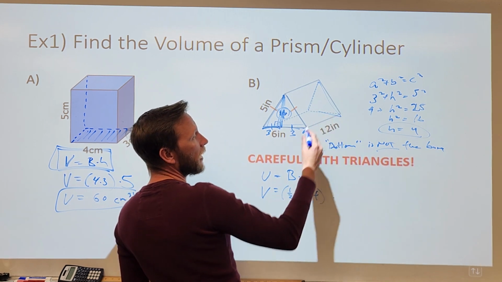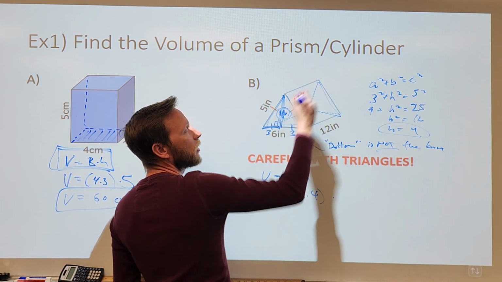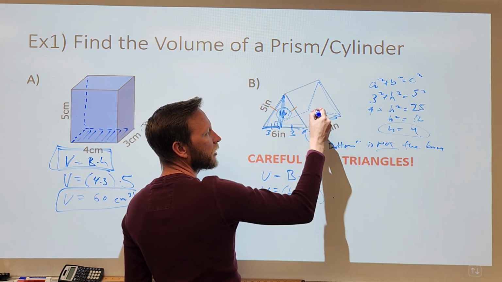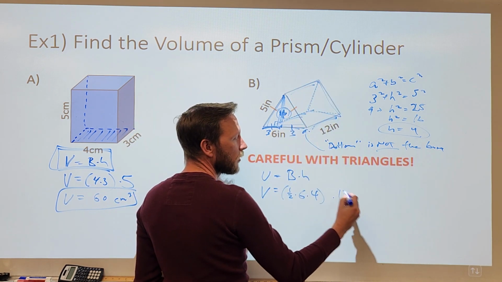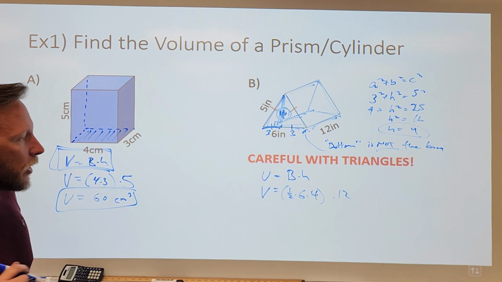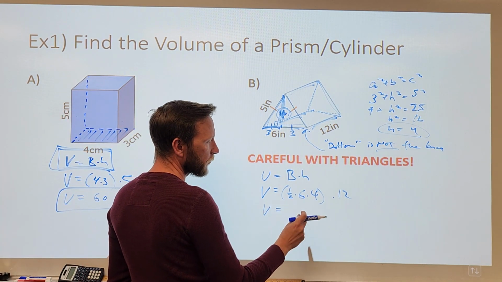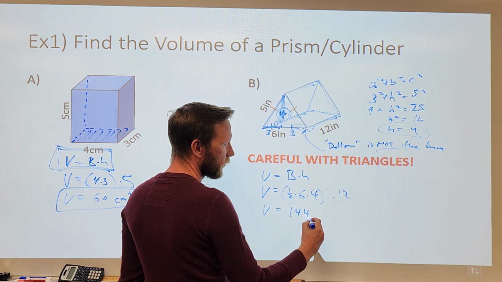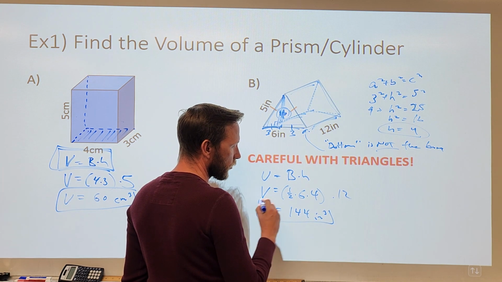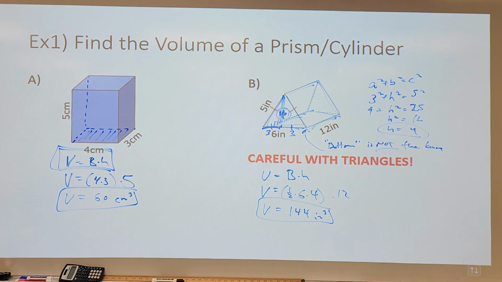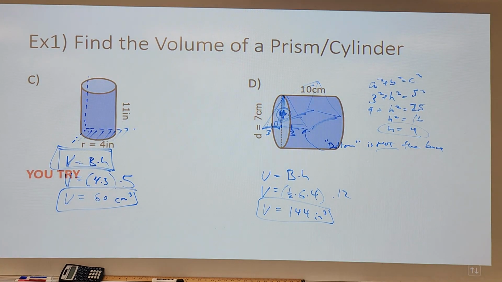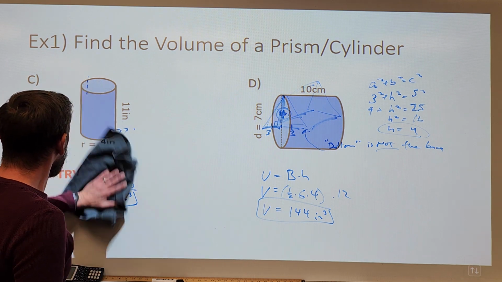But now I need to multiply that by the height of this triangular prism. Okay, so the height, again, is the perpendicular distance, 12 inches, between those parallel congruent faces. So here I get half of 24 is 12. 12 times 12 is 144 cubic inches. All right, how did you do that? Be careful with the triangles. Be careful with bases. Base doesn't mean bottom.